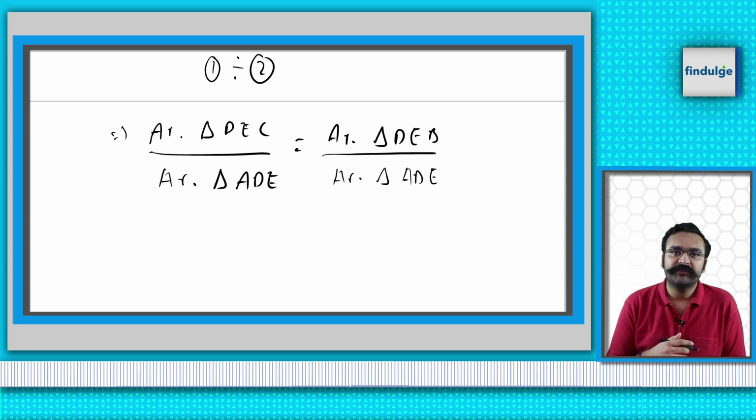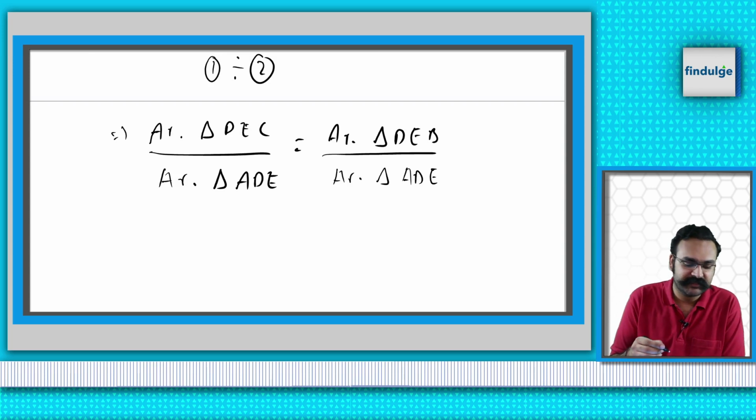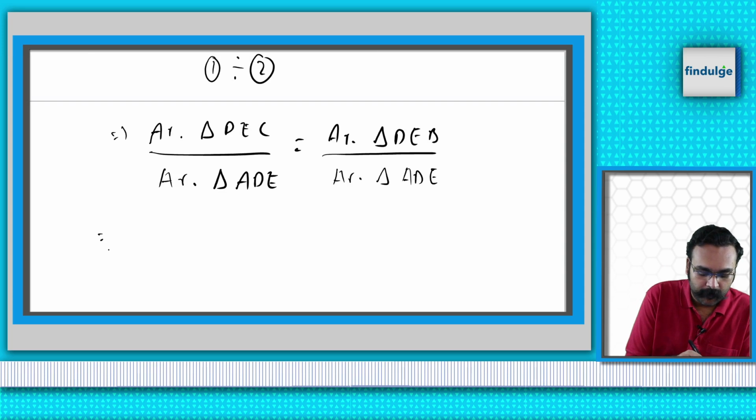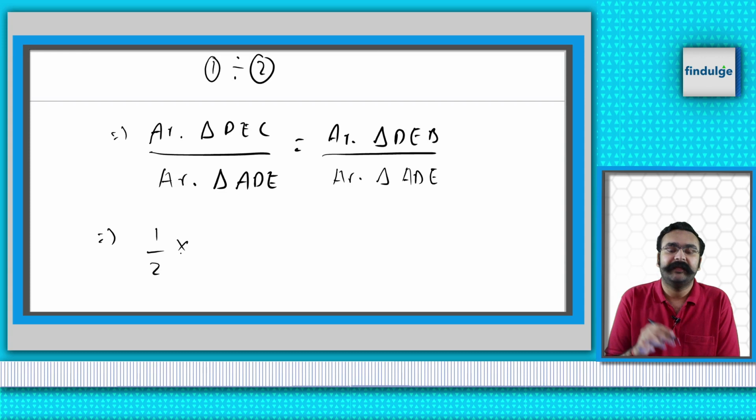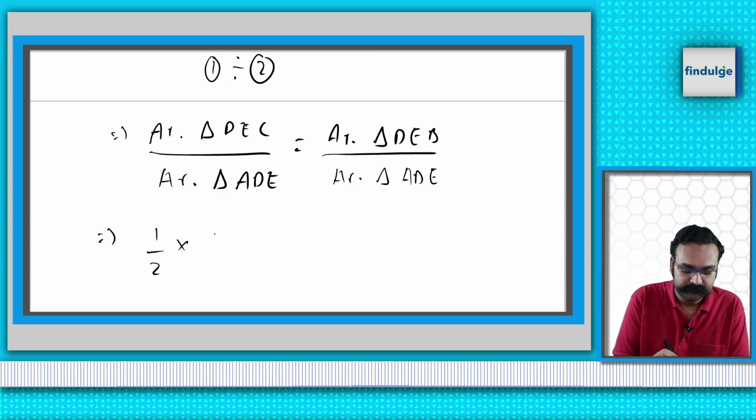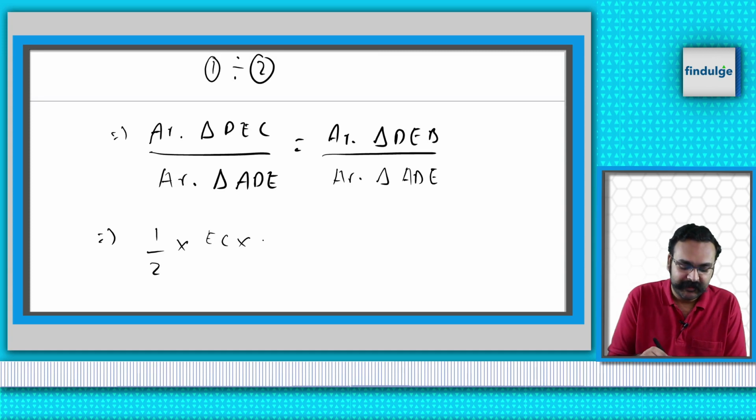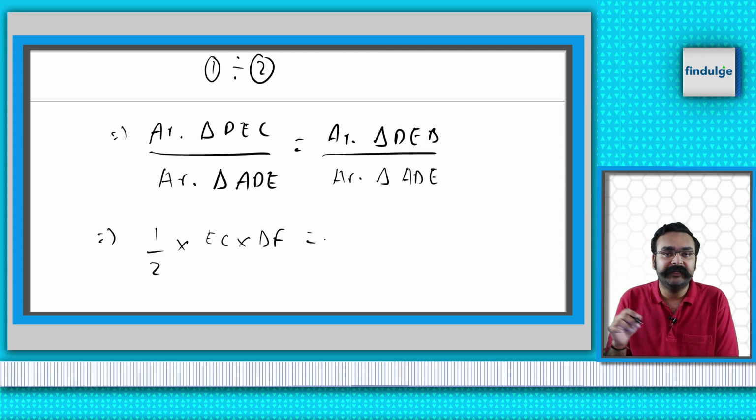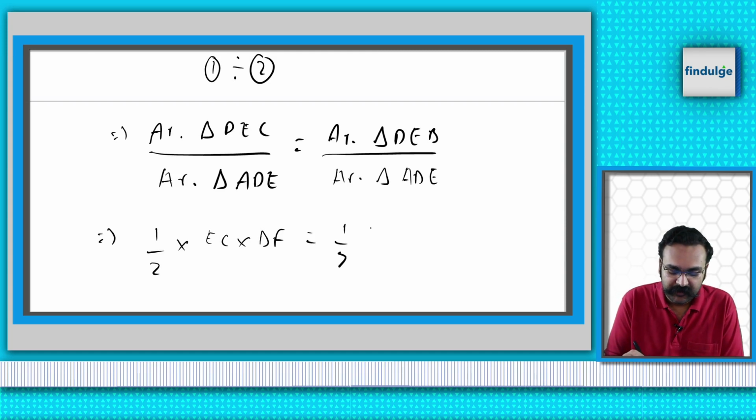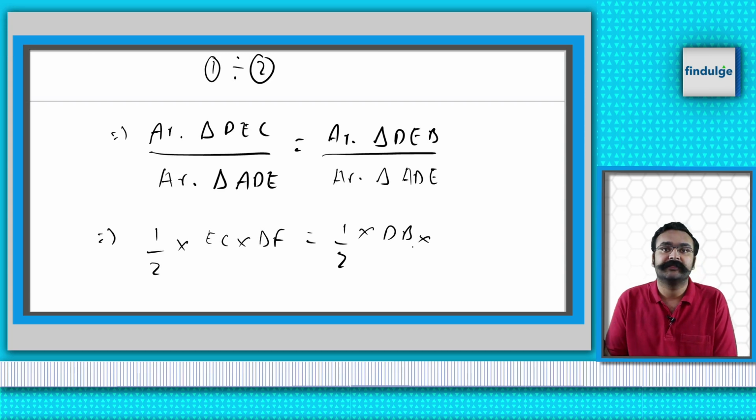So the area of triangle DEC, as we've just seen, will be equal to half into the side EC, half into EC into DF. The area of triangle DEB will be half into DB into the side EG, as we saw there.